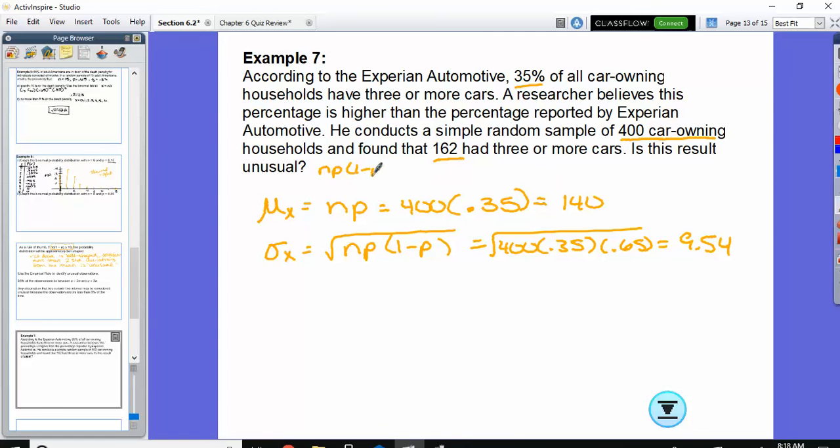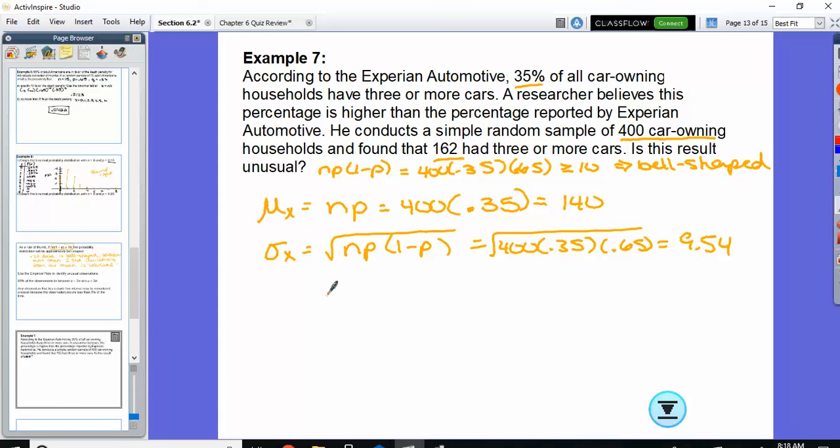Let's do a quick check. If I do my n times p times 1 minus p, so 400 times 0.35 times 0.65, do you get something bigger than 10? So that means it's bell-shaped. So if n times p times 1 minus p is bigger than 10, it's bell-shaped, which means we could use the empirical rule here. That's what we were just saying on our last slide.